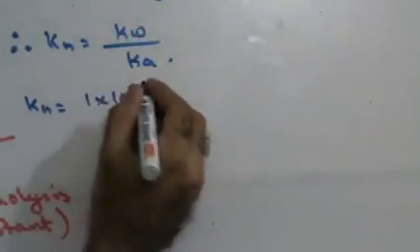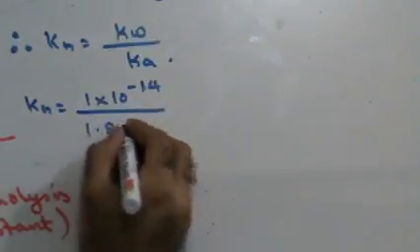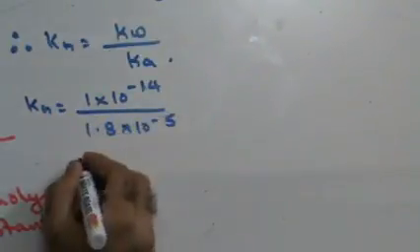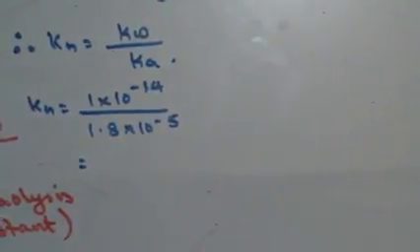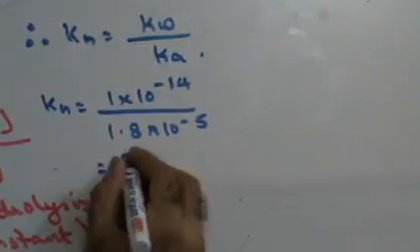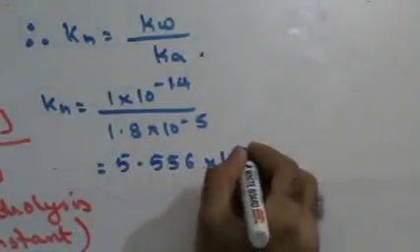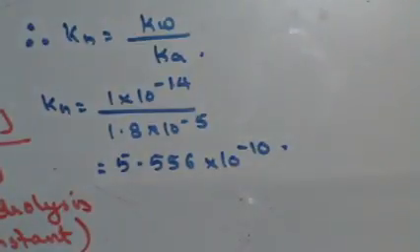Substitute this, so you will get your hydrolysis constant as Kw, 1 into 10 raised to minus 14, upon Ka, 1.8 into 10 raised to minus 5. Substitute and solve this, you should get the answer as 5.556 into 10 raised to minus 10. So your hydrolysis constant is going to be 5.556 into 10 raised to minus 10.